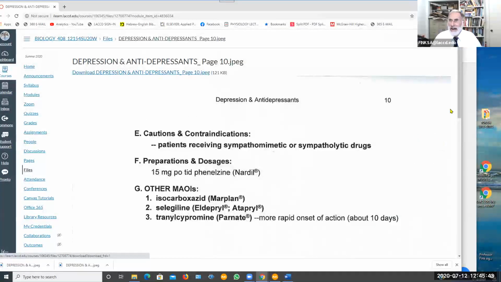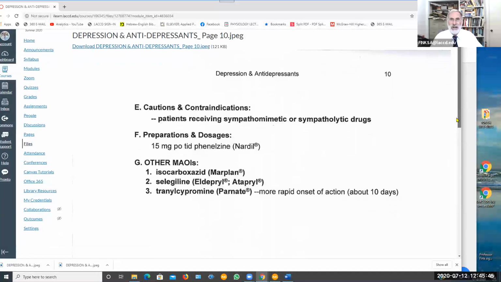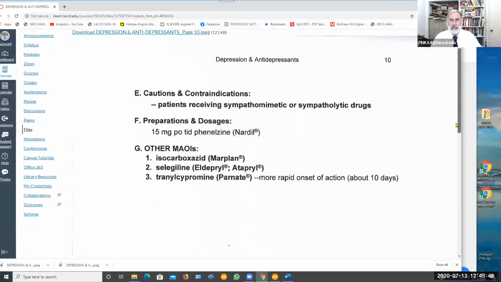All right, and then this is page 10, the last page. And again, we've just mentioned some cautions and contraindications. We're not going to test you on that. And we've listed some additional MAO, monoamine oxidase inhibitors. All right, so that completes our brief review of what depression is, different types of depression, and the several different classes of drugs that are used as antidepressants, as well as being used for managing other clinical problems as well.